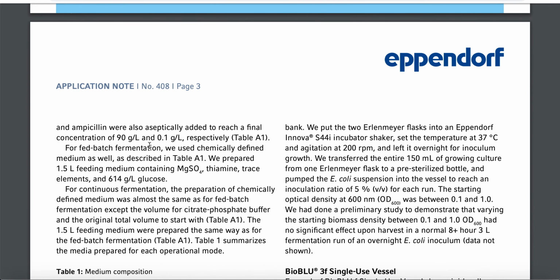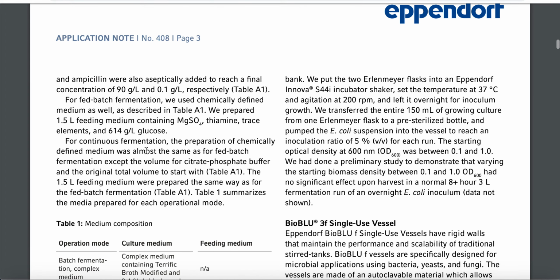Glucose and ampicillin were also aseptically added to reach a final concentration of 90 grams per liter and 0.1 grams per liter. For fed batch fermentation, we use chemically defined medium as well, as described in table A1. We prepared 1.5 liter feeding medium containing magnesium sulfate, thiamine, trace elements, and 614 grams per liter glucose.